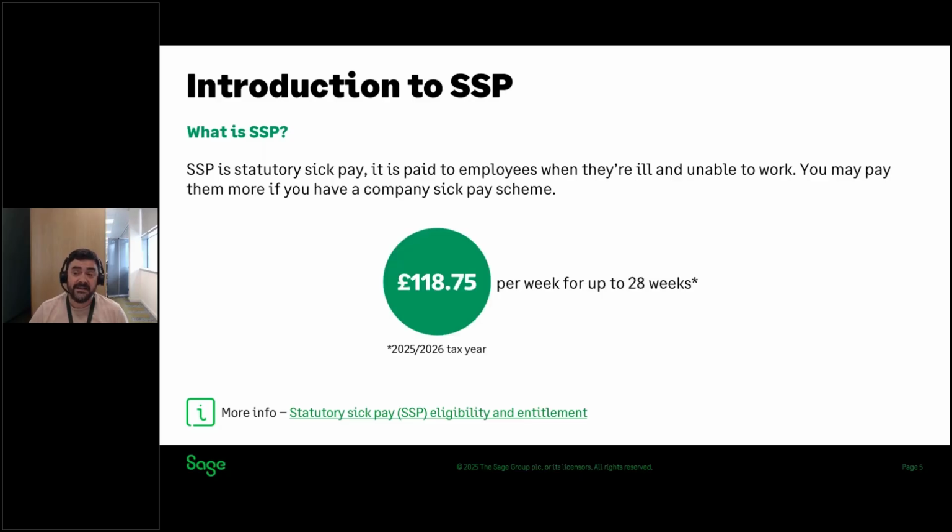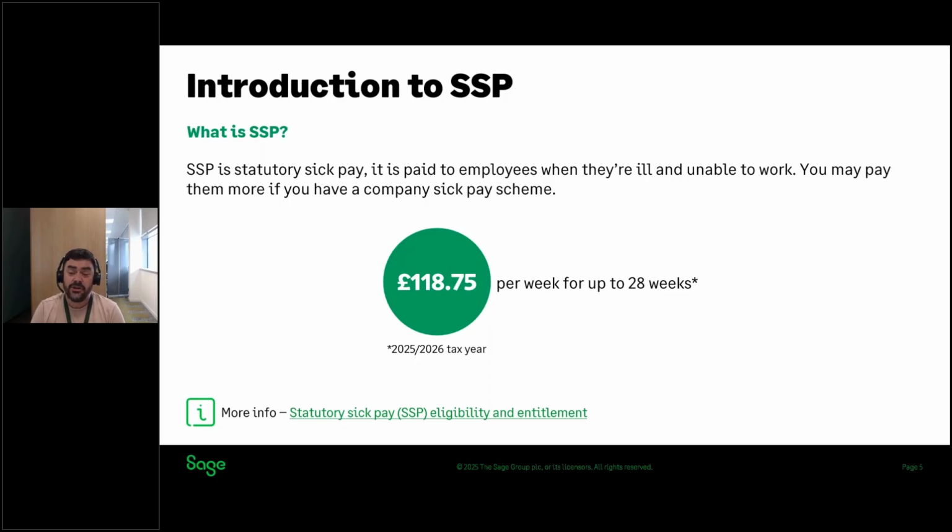SSP is paid at a weekly rate set out in legislation, and for the current tax year, 2025 to 26, that rate is £118.75 per week. It can be paid for up to 28 weeks in a period of incapacity to work. So that's the maximum amount of SSP you can pay for an instance of sickness.